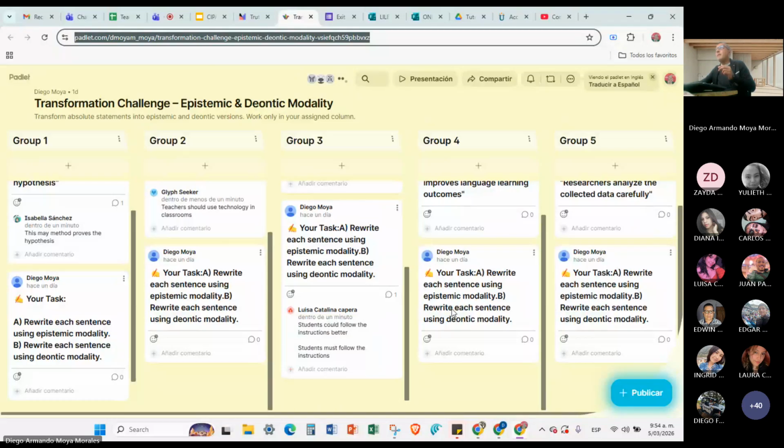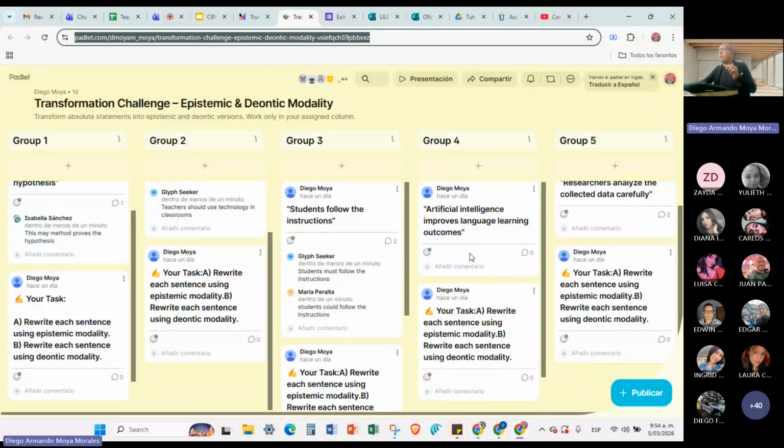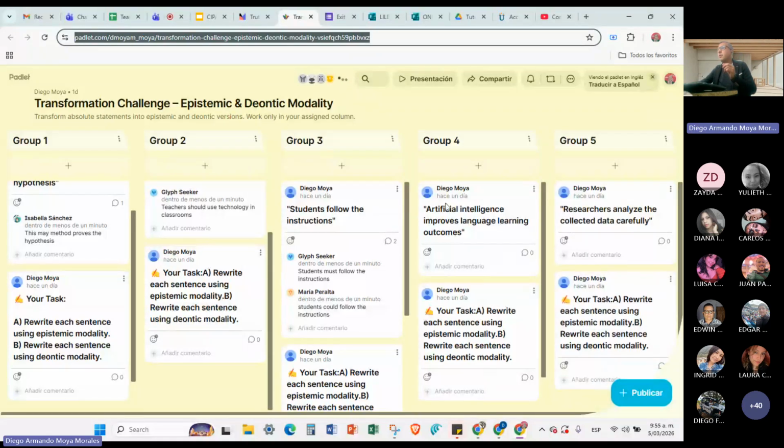Okay. Who else, guys? Please join. In these few minutes that we have, this is going to be our last activity, so don't worry. Try to do your best. Remember, join a group, read the statement, and then try to transform it using the modal verbs for obligation or possibility.